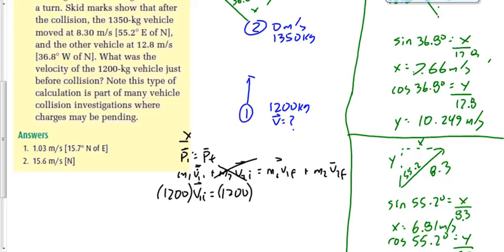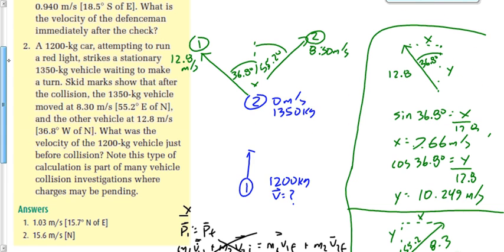Now it gets trickier with these components here. What's V1F? 7.66? Positive 7.66, right? We got rid of the 12.8 and replaced it with 7.66 and 10.249. M2 is 1350. And the X component of object number 2 would be negative 6.81. Negative because it's to the left. Object number 2 is going to the left after the collision.